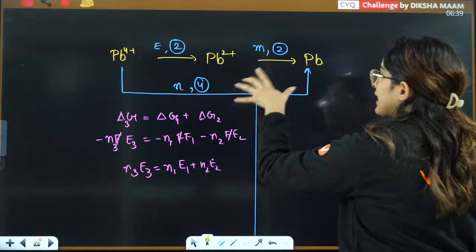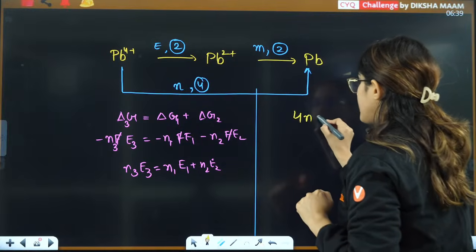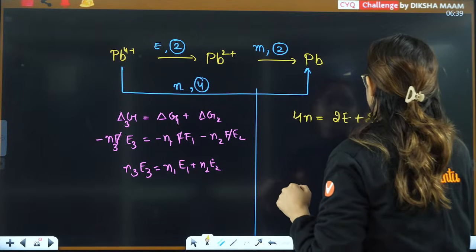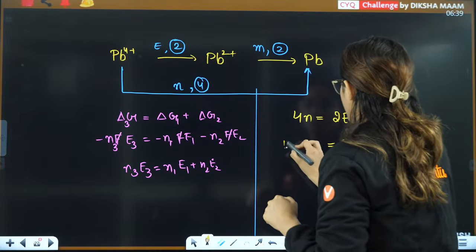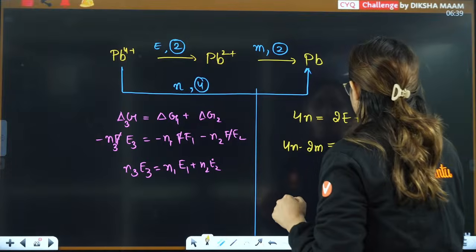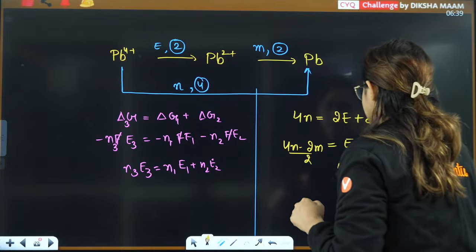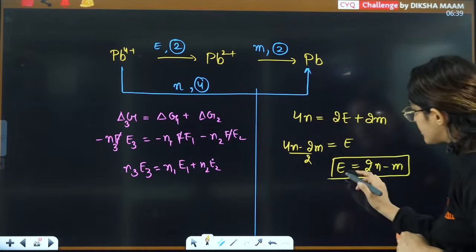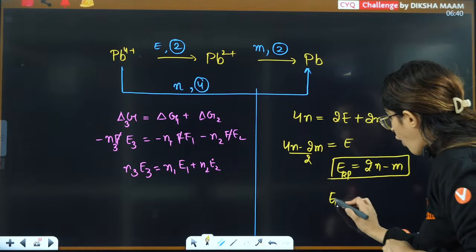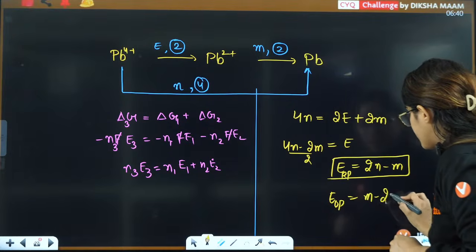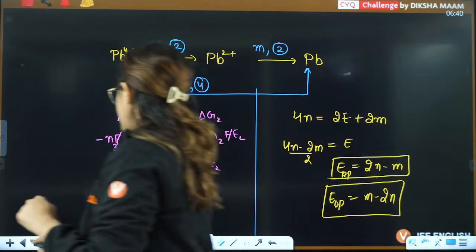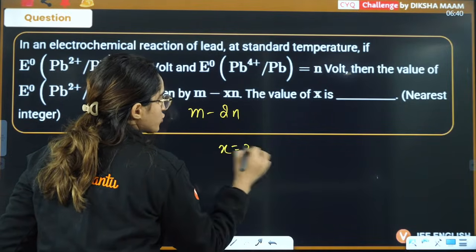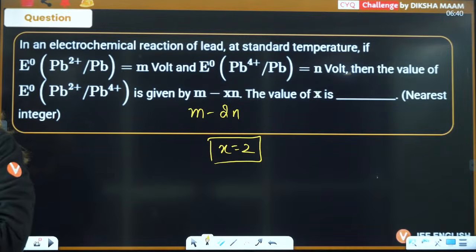By adding these two, you will get this. So it is 4 into N equals 2E plus 2M. So 2E equals 4N minus 2M. So E is equal to 2N minus M, divided by 2. This is the reduction potential. To calculate the oxidation potential, it will be M minus 2N. And that is going to be the answer, M minus 2N. So you compare this with M minus 2N, so X is going to be 2 here. Right, everybody? Tell me.